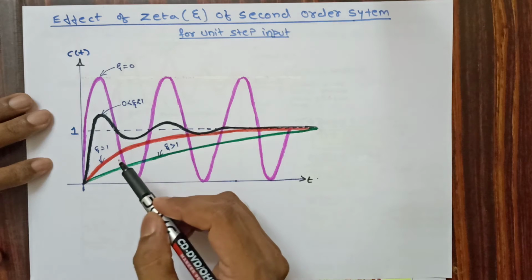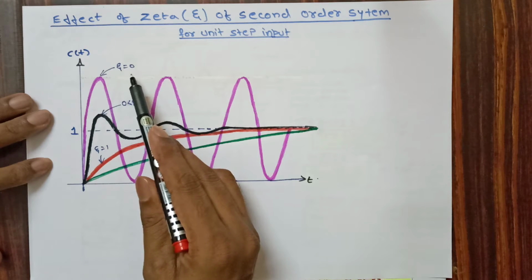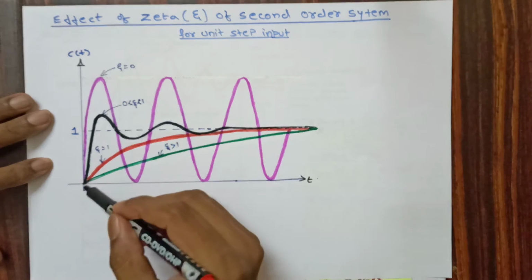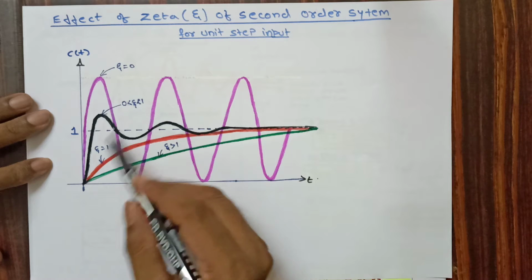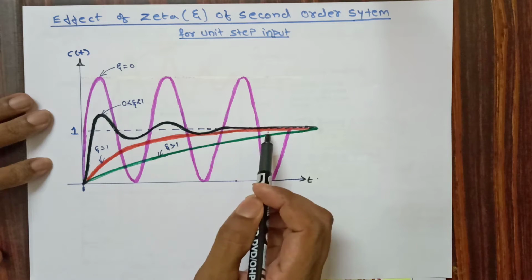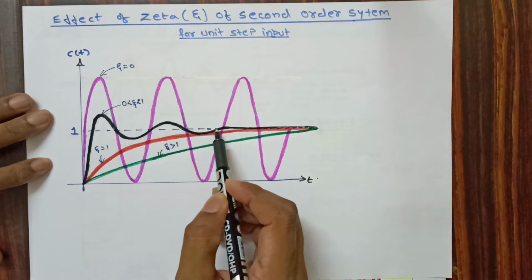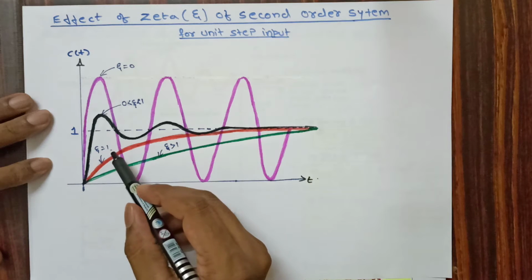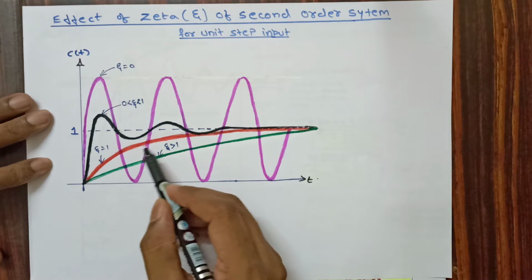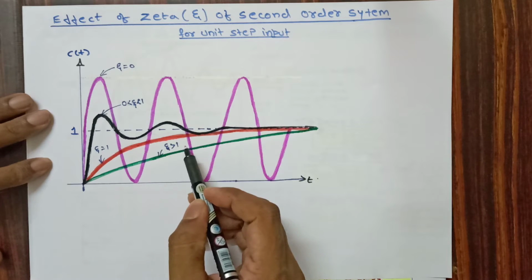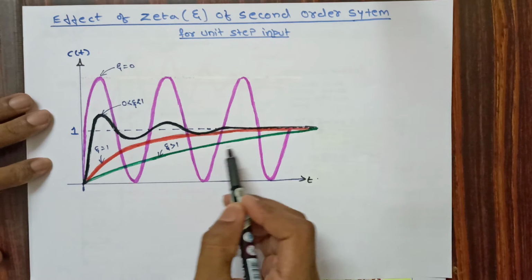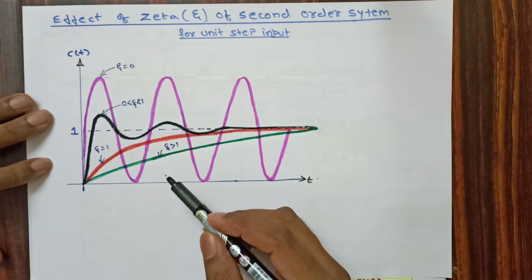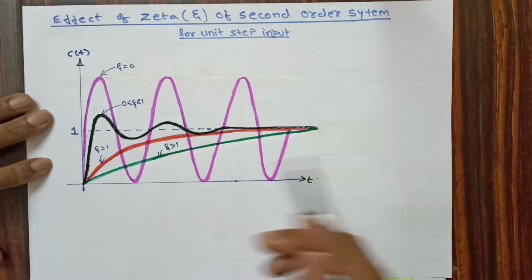You can see in this for zeta is equal to 0, we are getting undamped oscillations, and for zeta between 0 and 1, we are getting underdamped oscillation. You can see with respect to time oscillations are decreasing, and then finally we'll get a stable output, whereas for zeta is equal to 1 we are getting critically damped oscillation, and zeta greater than 1 we are getting overdamped oscillation. These are the different responses for different zeta values.